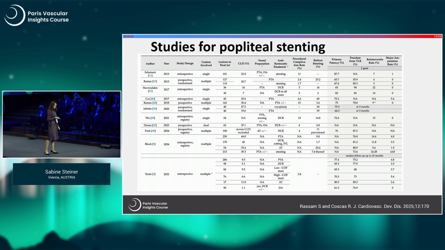So what do we have for studies for popliteal stenting? This is a very nice Austrian-French collaboration of Stephanie Rassam and Raphael Koskas that has been recently published, just looking at the data which is out there. It's not so much if you look at the time frame, which is now over 10 years. And there's only, as we know, one randomized controlled trial by Losha Rastan, the ETAP trial, comparing the Live stent versus PTA plus bailout stenting.